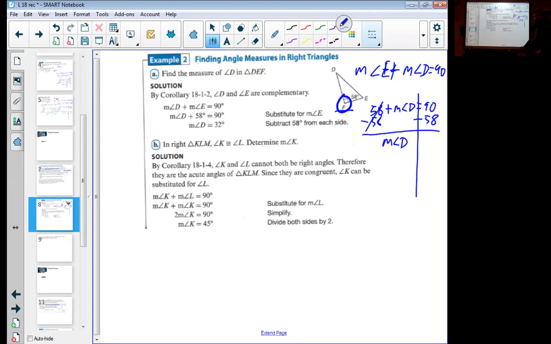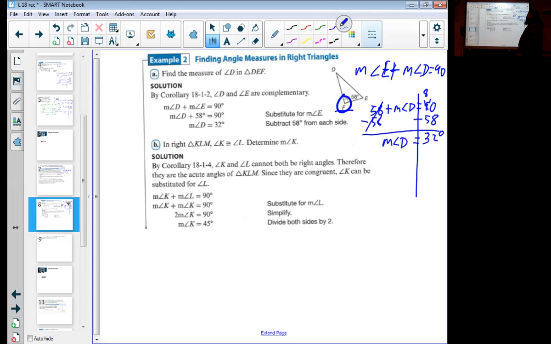0 minus 8 we can't do, so we need to regroup. We can regroup one of our 9 tens into 8 tens, and then we have 10 ones. 10 minus 8 is 2. 8 minus 5 is 3. So the measure of angle D is equal to 32 degrees.